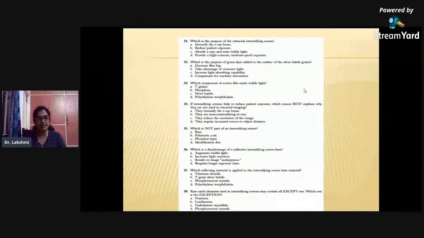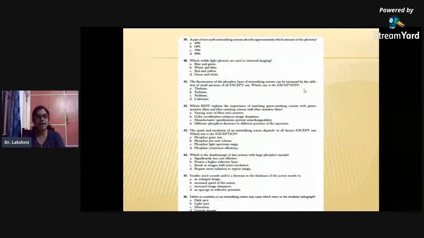38. Rare earth elements used in intensifying screens may contain all except one. Which one is the exception? That is A, uranium is not there. Lanthanum, gadolinium, phosphorescent crystals are used. So uranium is not in the picture. So the answer is A for question 38. 39. A pair of rare earth intensifying screens absorb approximately which amount of the photons? Answer is B, 60% of photons are absorbed. 40. Which visible light photons are used in extraoral imaging? That is A, blue and green light.